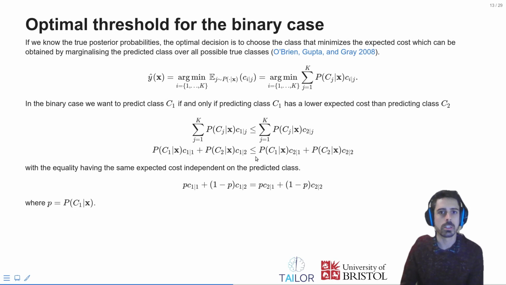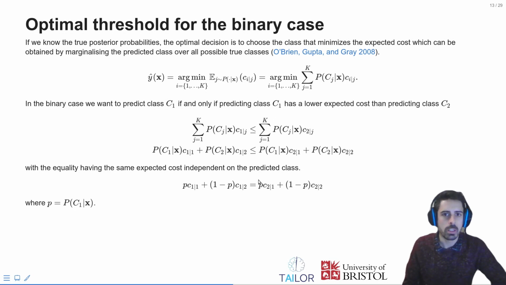We can realize here that there is an equality, and exactly at the equality, both costs are the same. It doesn't matter which class you predict. Then here we are just looking at what is the actual probability that makes this expected cost the same on both sides. I simplified the posterior probability of class 1 given x to this small p, and 1 minus p is the posterior probability of class 2 given x.